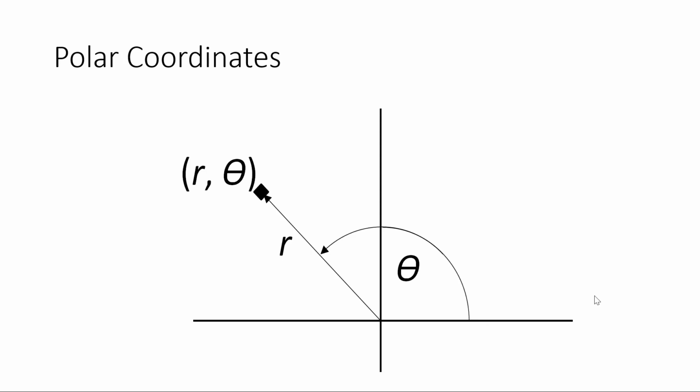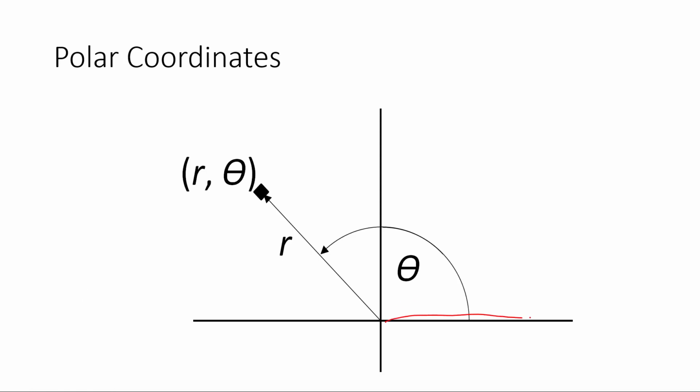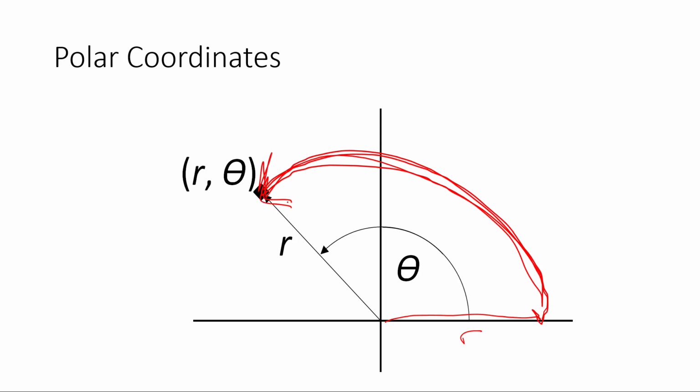Hold on, I wonder if I can write on this slide. I think I can. Maybe, no. Oh well. Basically, you're going to go out a certain distance. Yes, I can write on this slide. Out a certain distance r, and you go around like this. So this distance is r, and then this aroundness is theta.